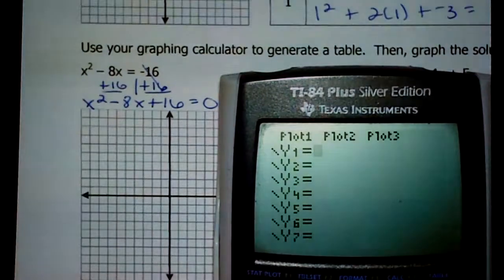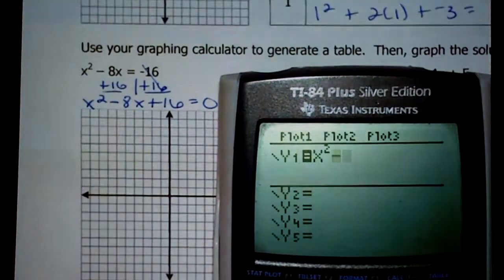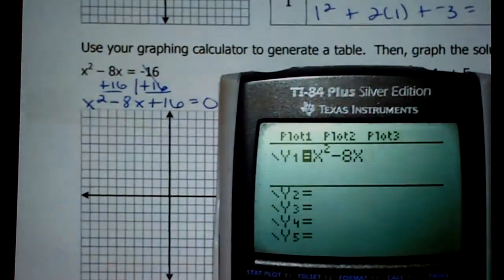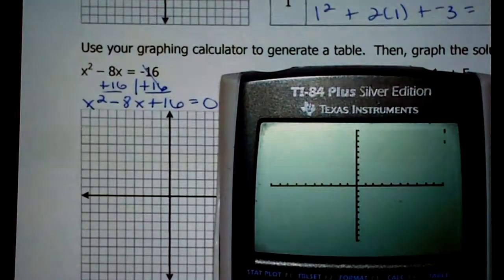All right, and now you want to type in x squared. And maybe some of you are going to type in plus negative 8x. Same thing. And then plus 16. Okay, want to see what it looks like first? Go ahead. Okay, press graph. Okay, that is what it looks like.